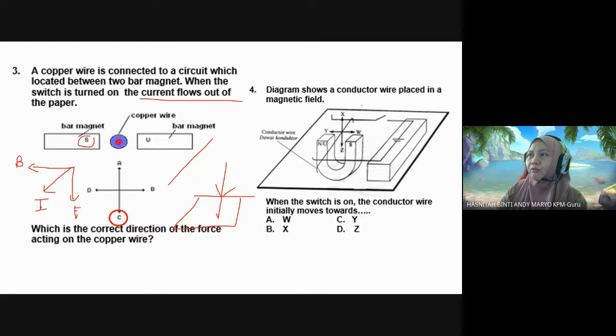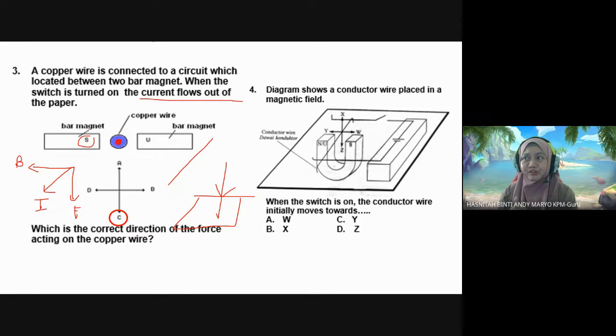Number 4, again the direction. In all these questions, we want to master you with your Fleming left hand rule. If you can understand Fleming left hand rule, all these questions are actually very simple for you to determine the direction, either for the force, the current, or the magnetic field itself. We try number 4 now.